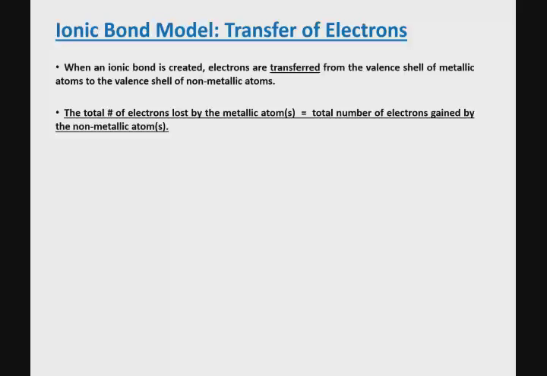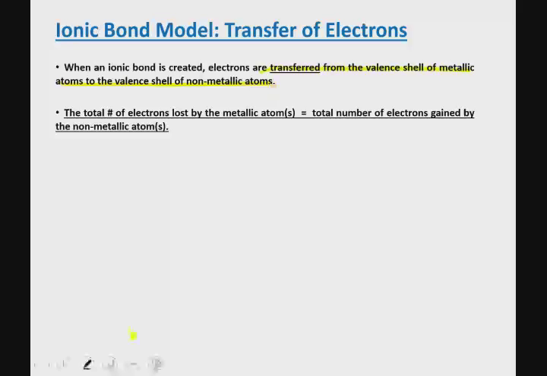Now, when an ionic compound is created, when an ionic bond is made between two elements, electrons will be transferred from the valence shell of the metallic atom to the valence shell of the non-metallic atom. Because if you remember, it's the metallic atom that wants to donate its valence electrons in order to follow the octet rule, whereas the nonmetallic elements gain electrons into their valence shells in order to follow the octet rule. And that is basically what we will stick with while going through the discussions in this and the future sessions.